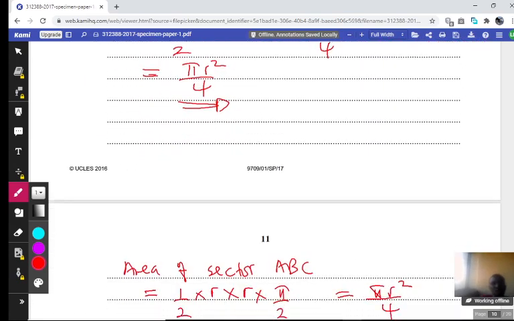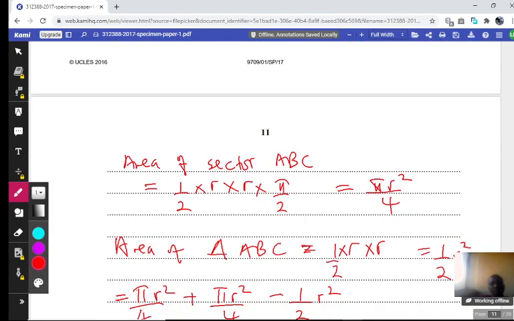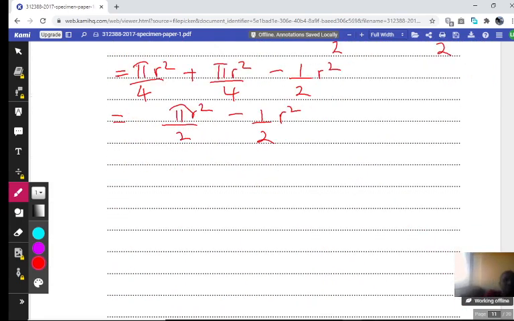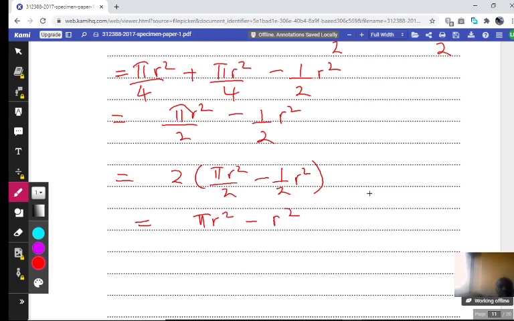Alright, so let's now multiply by 2. It will be 2 times pi r squared over 2 minus half r squared. If you simplify here, multiplying by 2 and removing brackets, it will be pi r squared minus r squared.